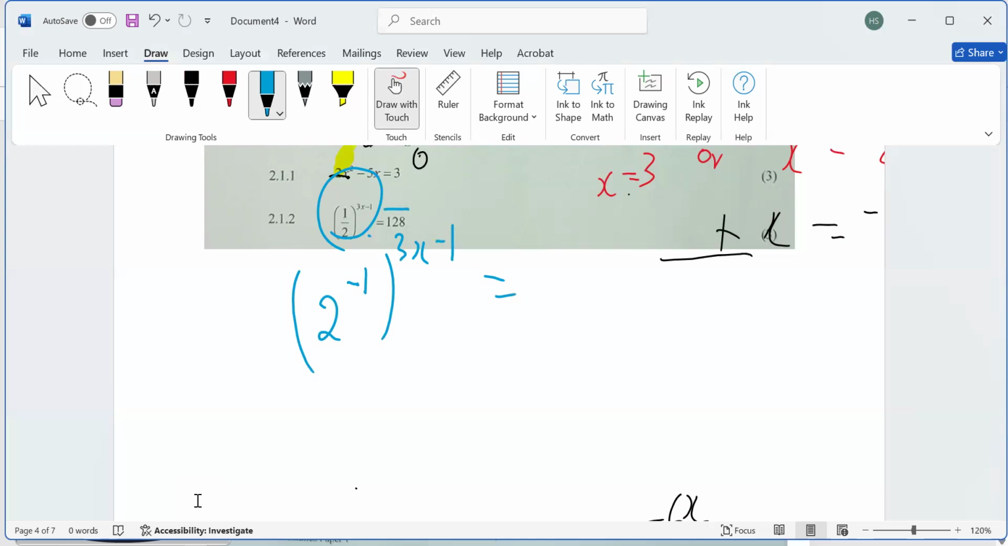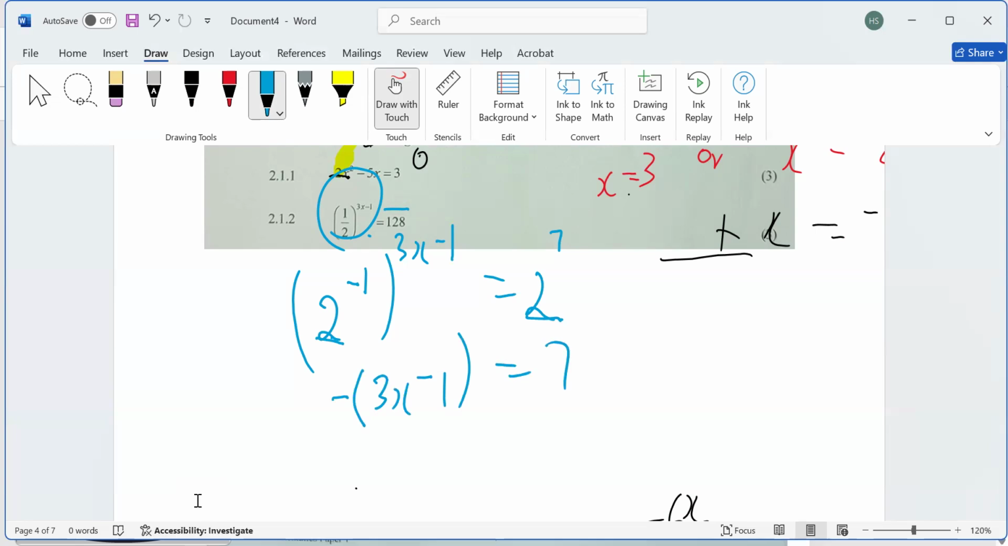128 as a prime base. You can check it in your calculator. What is 128 as a prime base? 2 to the power of 7. Now, from here onwards, you can clearly see that we have base 2 and also base 2. The base 2 and the base 2, they are going to multiply each other. And then we have minus open bracket 3x minus 1, which is going to be equal to 7.